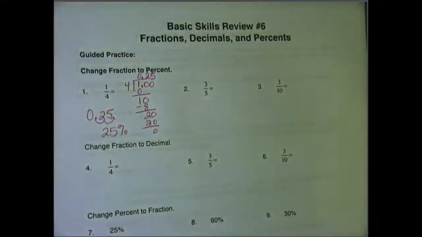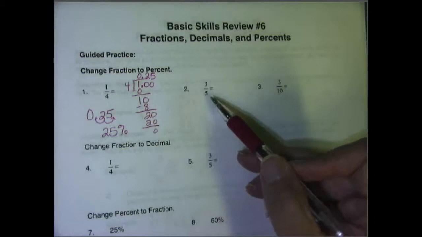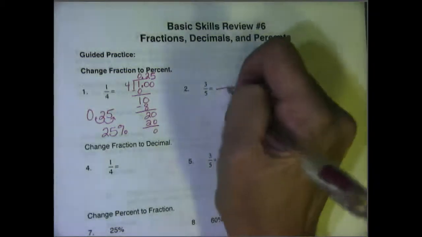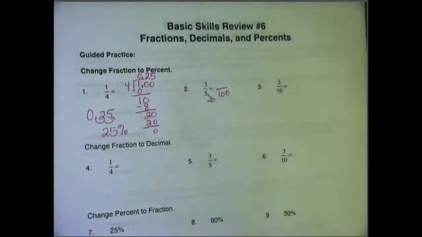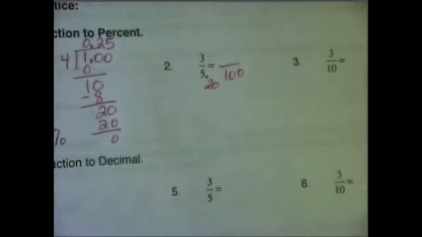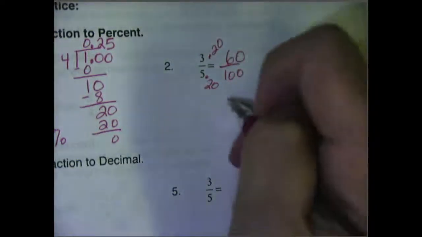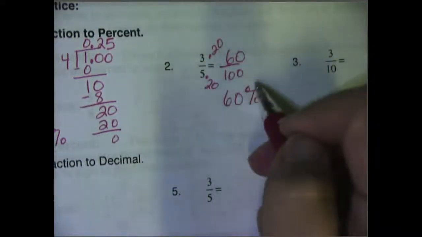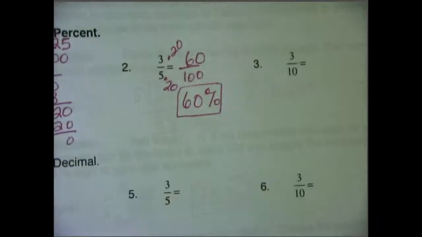Now that's one way. I showed you the other way on the notes on the previous page, how we can change 1/4 to a denominator of 100 and then make it 25%. Either way is fine. 3/5. This is one that easily changes to 100, so rather than doing the division, let's change it to 100. 5 times 20 equals 100. So we're going to multiply our numerator also by 20. 3 times 20 is 60. We take that numerator and add a percent sign. So 3/5 is 60%.